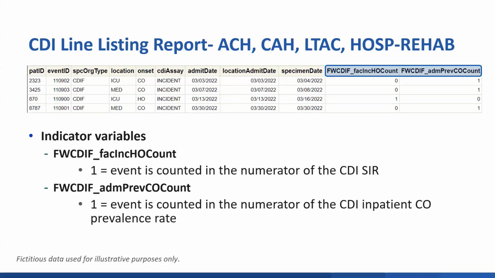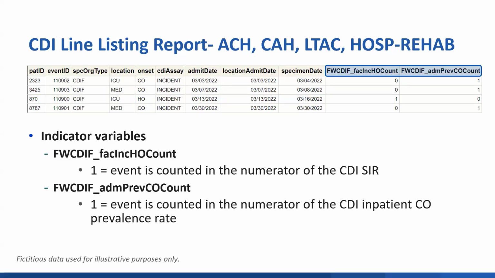The CDI facility incident HO count variable will equal 1 if an event is counted in your SIR numerator. So if you run the line list for a specific period, you should be able to add up the number of ones, and that should match your SIR numerator count for your SIR for that period.